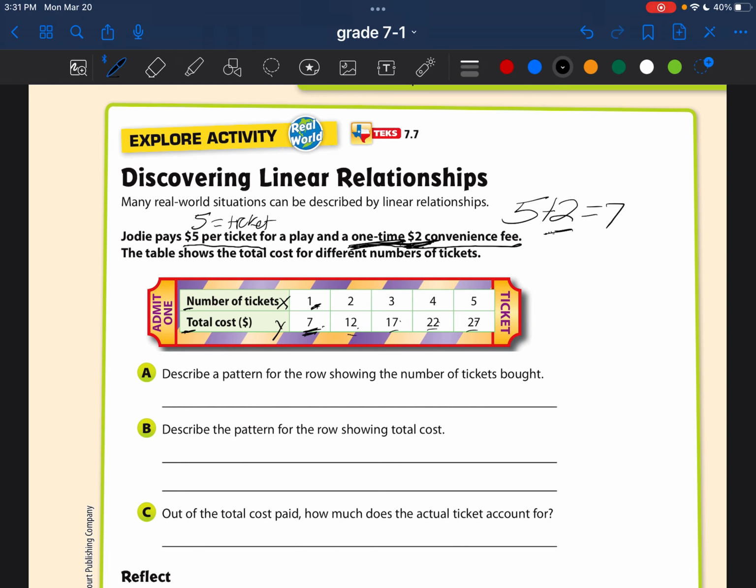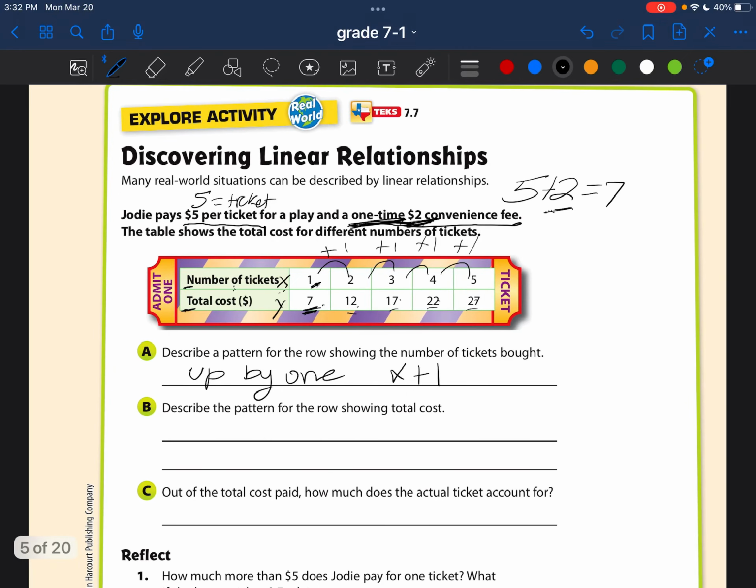So we know we're going up by how much on each of these? We're going up by 1 on our x part. So where it says, describe a pattern for showing the number of tickets bought, we looked at number of tickets. We are going up by 1. You can also notate that by writing x plus 1.